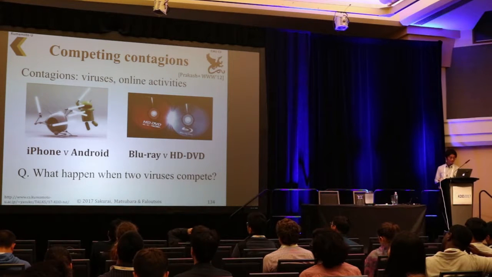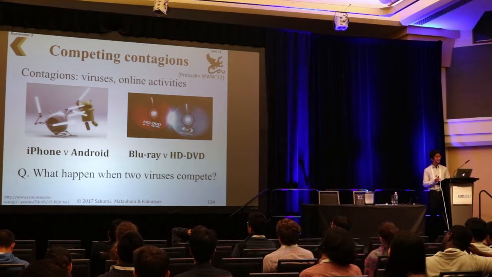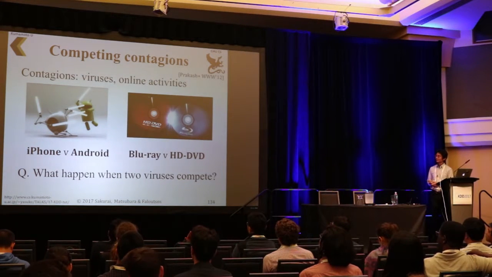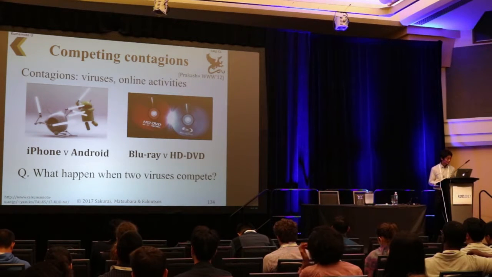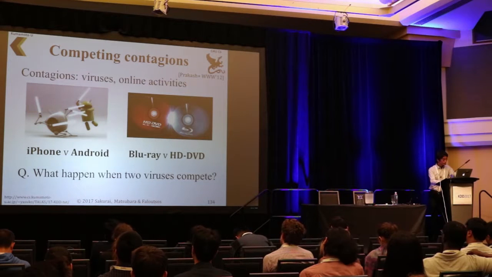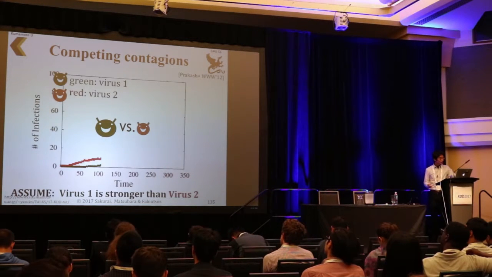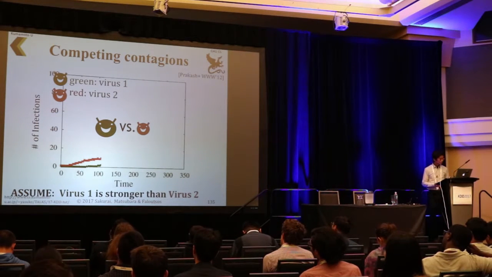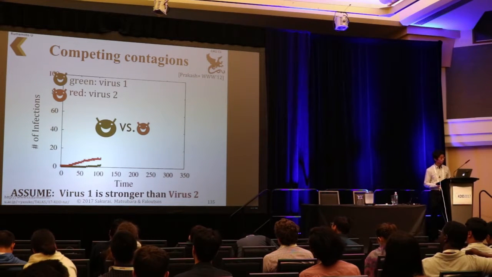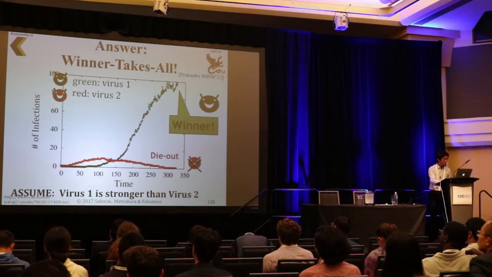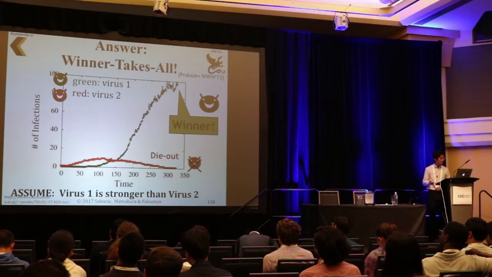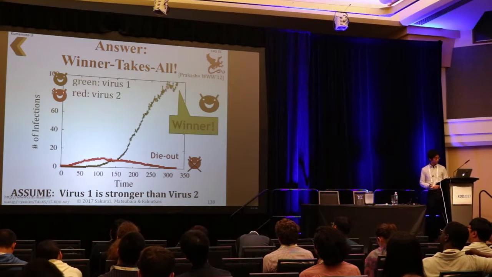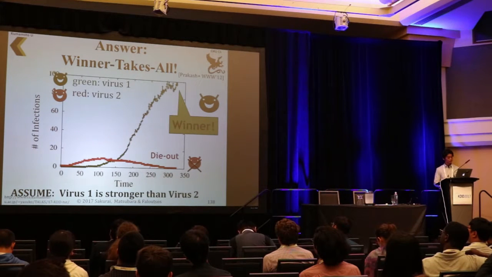iPhone and Android have a competition, and also Blu-ray and HD DVD. So if we assume that they are viruses, what happens when two viruses compete? For example, the green one, virus number 1, and the red one, virus number 2. If virus number 1 is stronger than virus number 2, what happens next? The answer is winner takes all. Virus number 1 takes everything, and virus number 2 dies out.